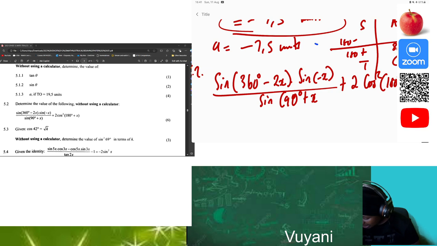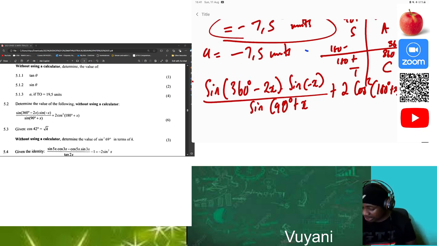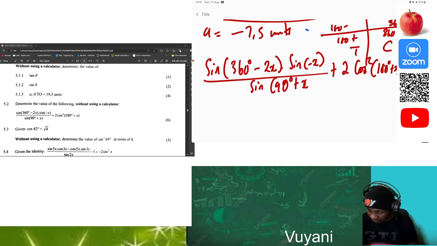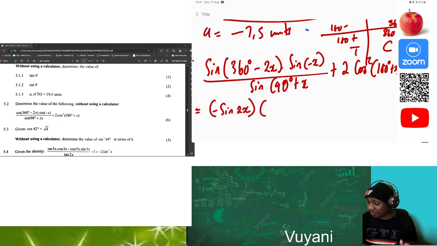Now let's reduce this thing. Sine of 360 degrees minus, so we come to the angle 360 minus. 360 degrees minus is in the fourth quadrant, and is sine positive or negative? It's negative. So that's the first reduction there. So that will be equal to negative sine of 2x. Again, we go back, then we have sine of a negative angle. We know that sine of a negative angle is always equal to negative sine, always, because every angle which is negative, when we are using sine, it's going to be negative.